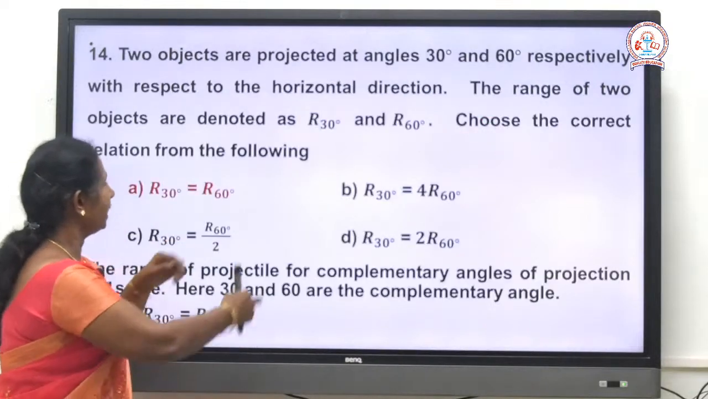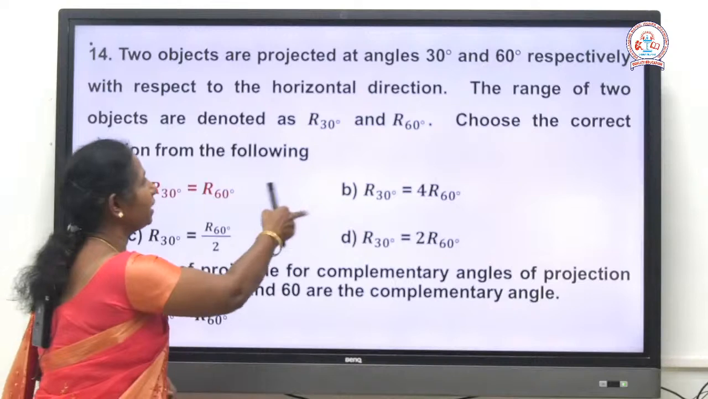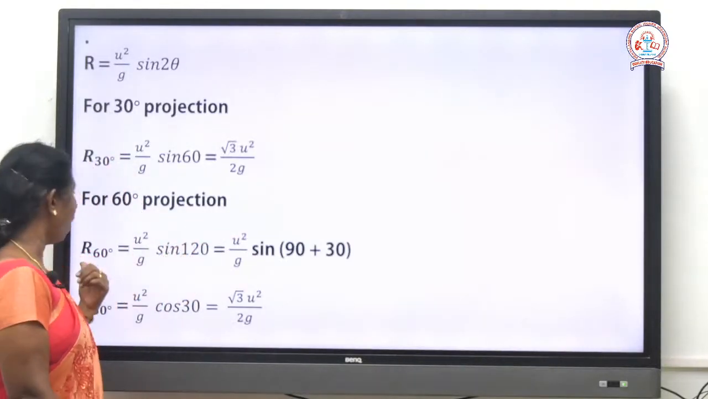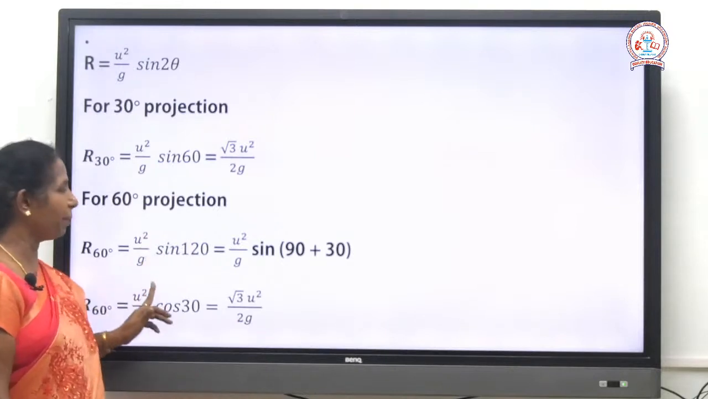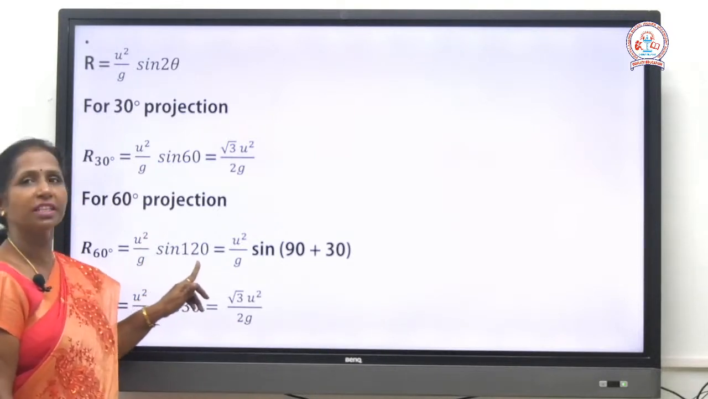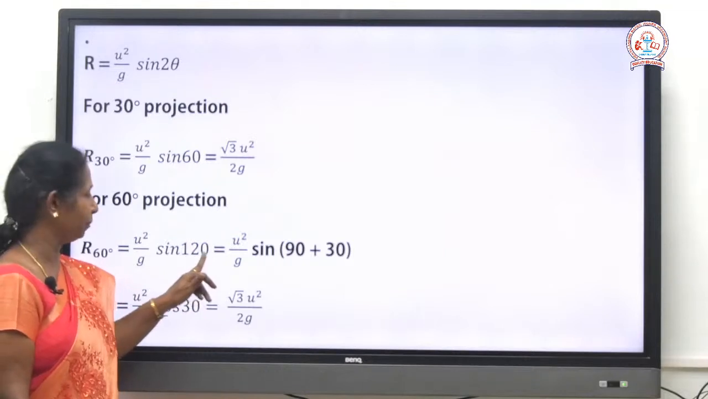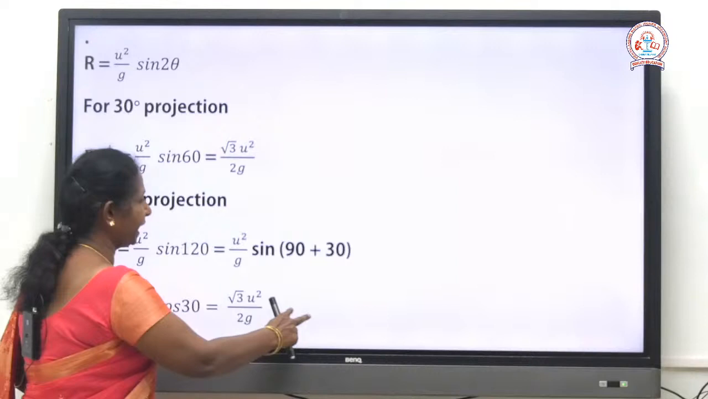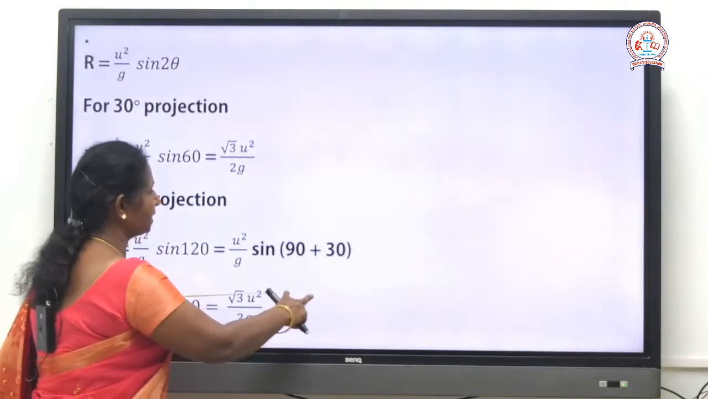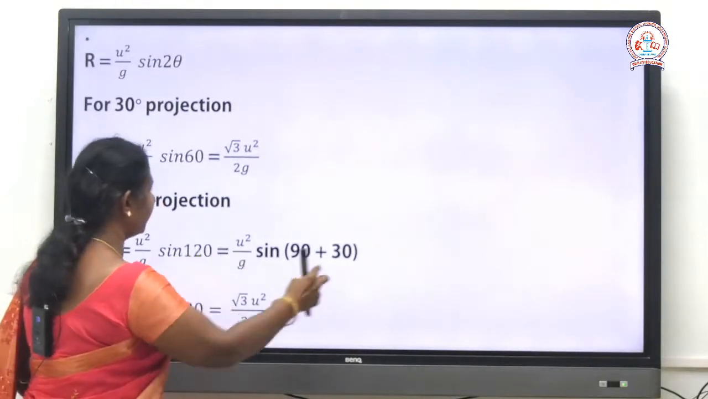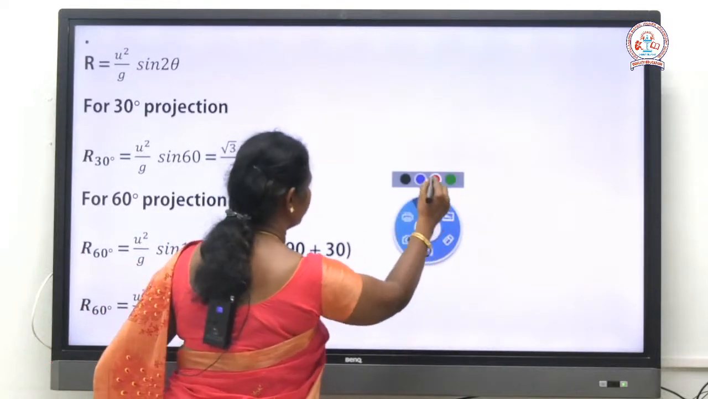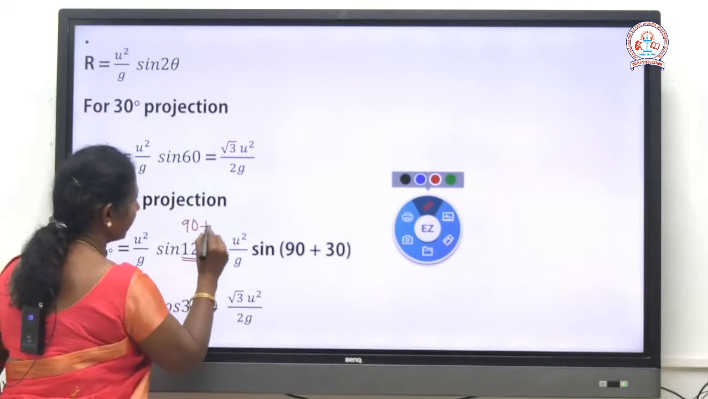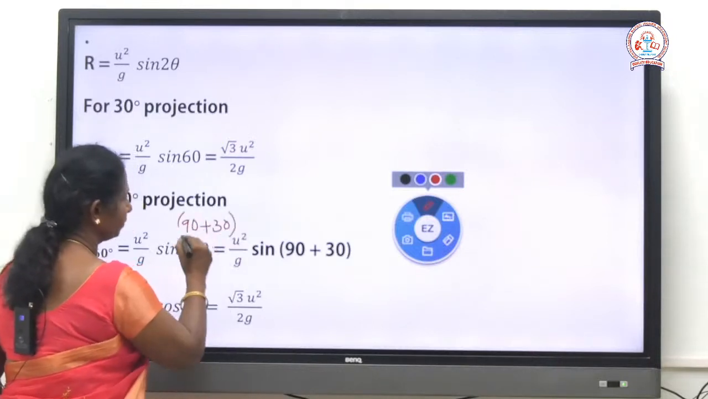Now the second one. What is the second angle given? Second angle is 60 degree. So R60 equal to u square by g sine 2 into 60. 2 into 60 is 120, so sine 120. Now sine 120 can be written as sine of 90 plus 30. How can we write 120? 120 can be written as 90 plus 30.